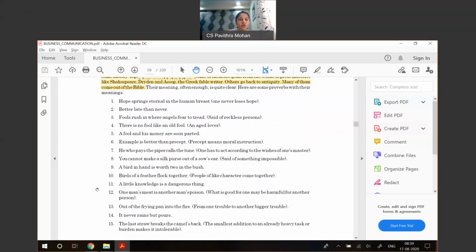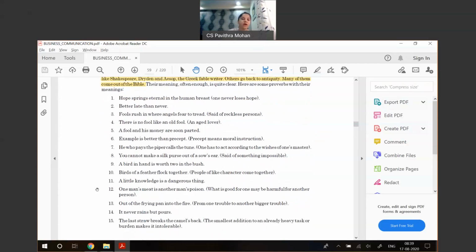So with respect to proverbs, if you see, you have "hope springs eternally in the human breast." That means one should never lose hope. Okay, they can ask you in exams. They can generally ask you this particular question, and they can ask you what this proverb means.